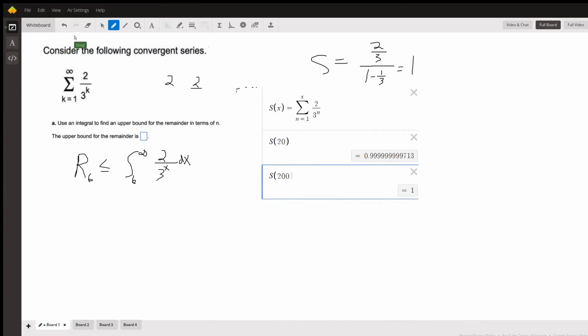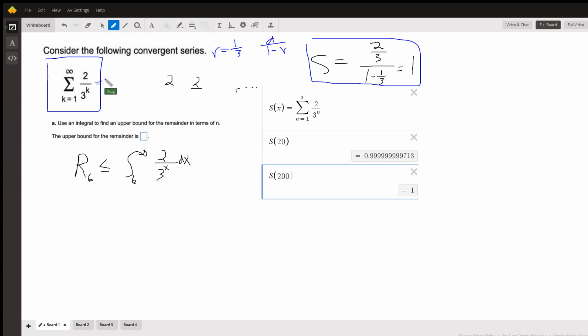Okay, we've got this infinite convergent series right here, which if you start writing out some of the terms, you see that it's a geometric series where r equals 1/3, which is less than 1 in absolute value, and the first term is 2/3. That means that the series converges, and you can actually calculate the sum using the formula a over 1 minus r. So this series actually adds up to 1.